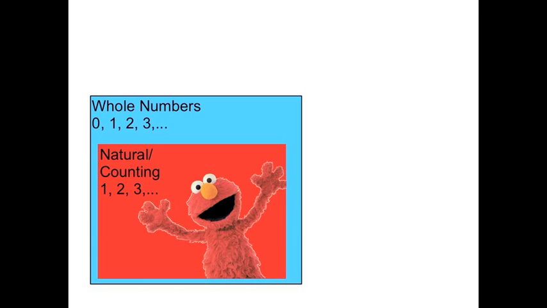Earlier in the year, we talked about natural or counting numbers. Now, I refer to these as Elmo numbers because Elmo, when asked to count, always starts with 1. So natural counting numbers are numbers 1 or greater. After that are whole numbers. The only difference between natural numbers and whole numbers is that whole numbers includes 0.